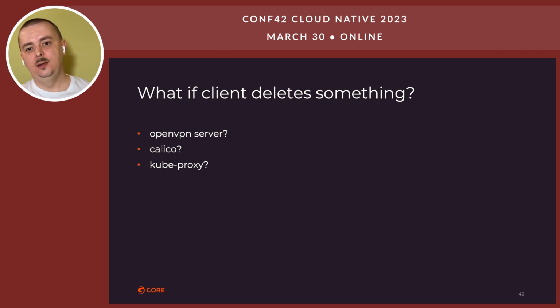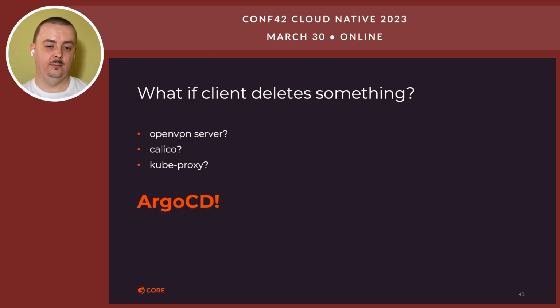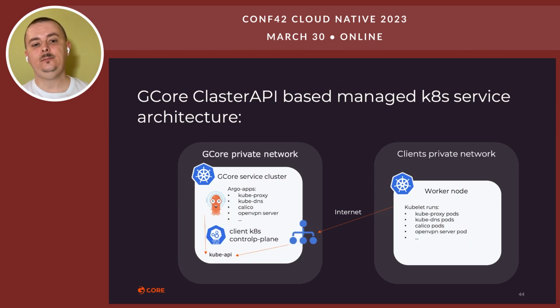But what if the client deletes something? What if the client deletes an OpenVPN server, Calico, kube-proxy, and we have Argo CD for that? So inside our service cluster, we have an Argo CD, which has apps for all infrastructure, which should be controlled by GCore inside the client's worker nodes, such as kube-proxy, kube-DNS, Calico, and OpenVPN service for the reverse connectivity.